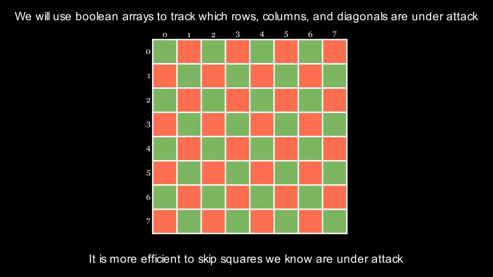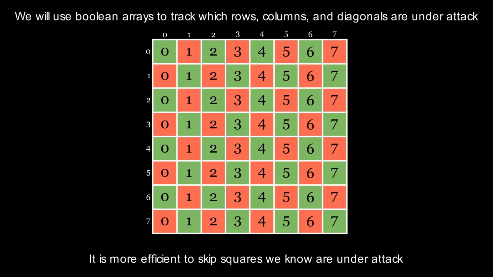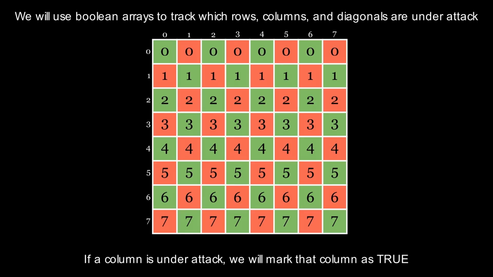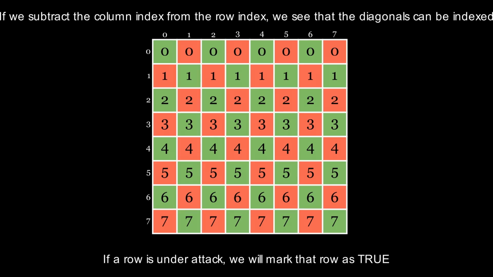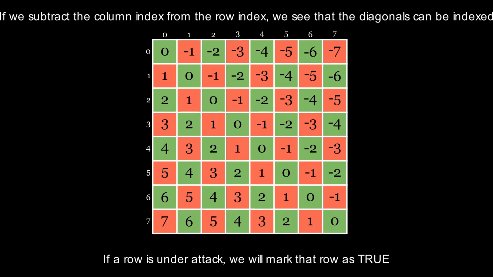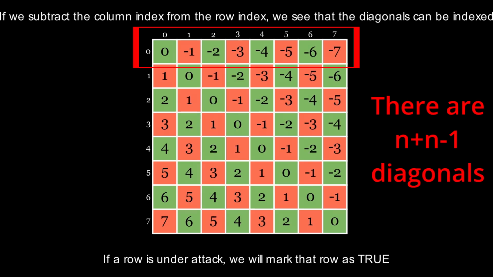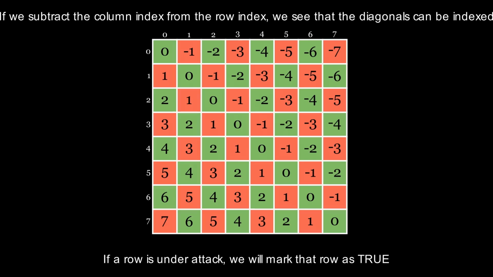We will use a Boolean array to track which rows, columns, and diagonals are under attack. If a column is under attack, we will mark the column as true. If a row is under attack, we will mark the row as true. If we subtract a column index from the row index, we see that the diagonals can be indexed. The range is always n plus n minus 1, since we double counted.